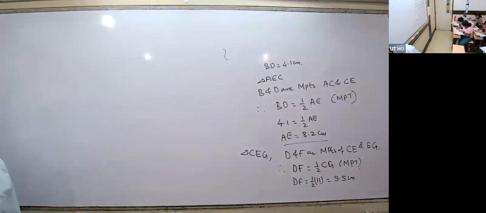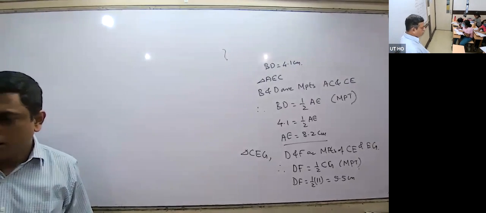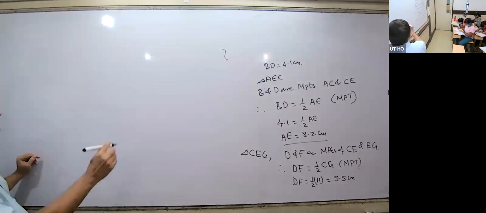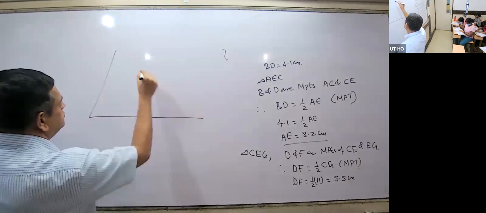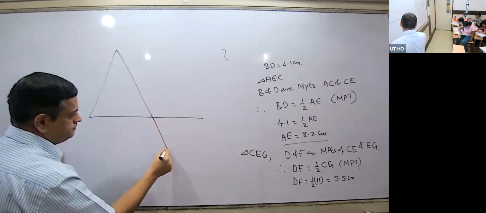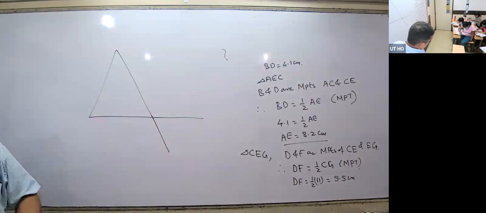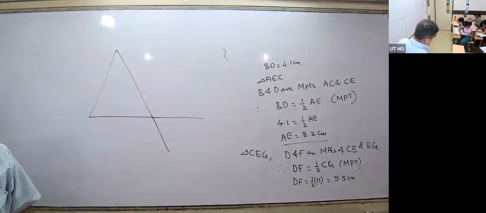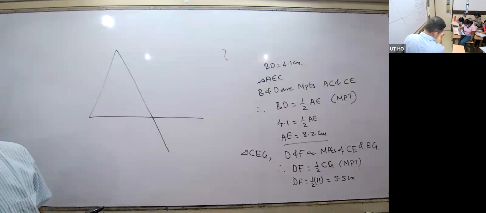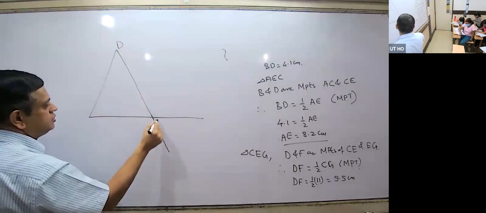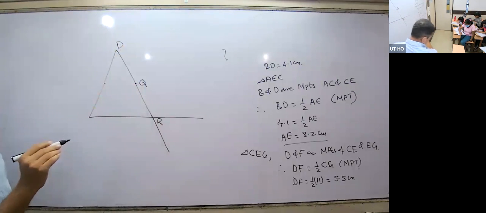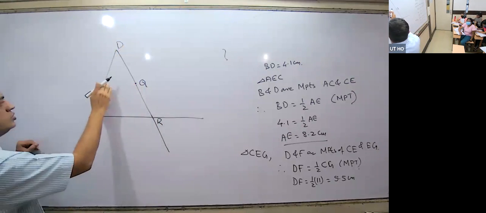In the figure given below, 2AD is equal to AB. P is the midpoint of AB. Q is the midpoint of BR. And BR is parallel to BS. Prove that, first, AQ is parallel to BS. Second, DS is equal to 3RS. P is the midpoint of AB. Q is the midpoint of BR. This is D now, and this is R. So Q. AB. This way the line is coming now.